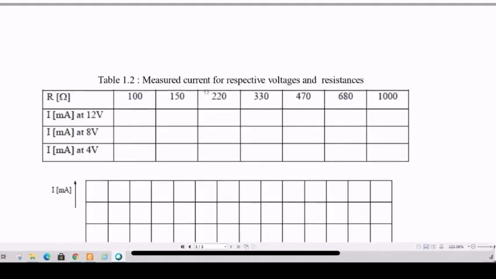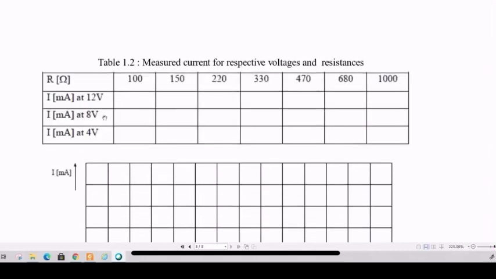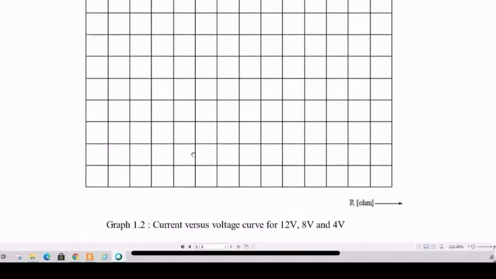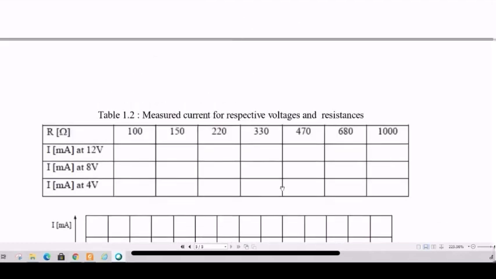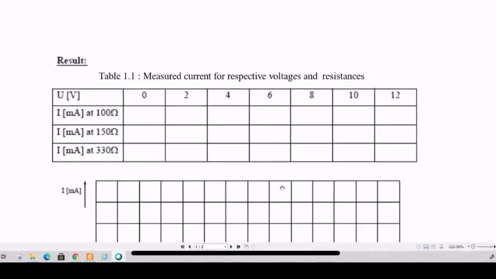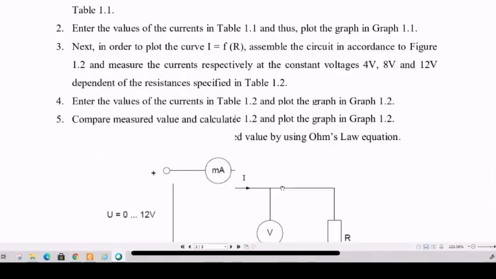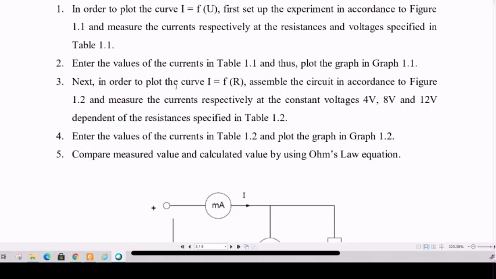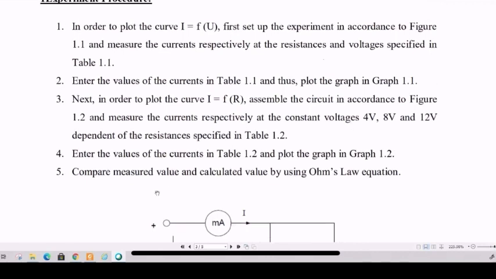For table 1.2, measured current for respective voltage and resistance. Alright, we need to measure the current, and then we have to plot graph 1.2, current versus voltage curve for 12 volt, 8 volt and 4 volt. Number 4, enter the value of the current in table 1.2 and plot the graph in graph 1.2. Number 5, compare measured value and calculated value by using the Ohm's law equation.